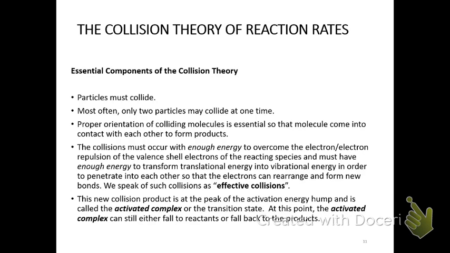This collision product is at the peak of the activation energy hump, which we'll see in a minute, and it is called the activated complex or the transition state. At this point, that activated complex can either still fall back down to the reactants and not happen, or it can proceed forward and form the products.